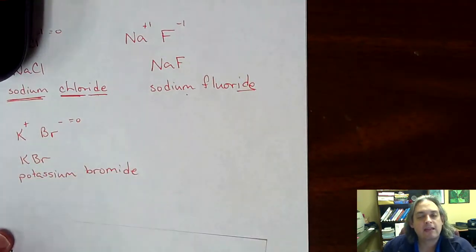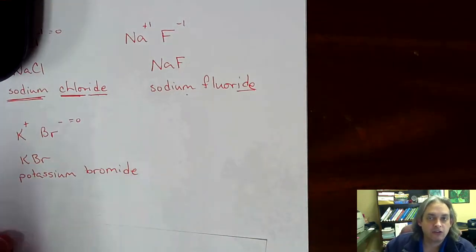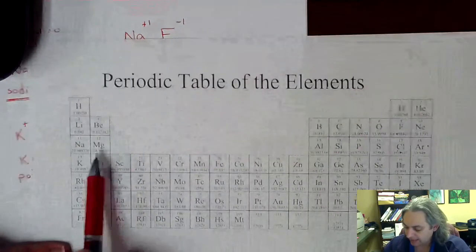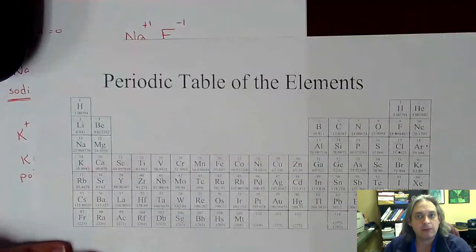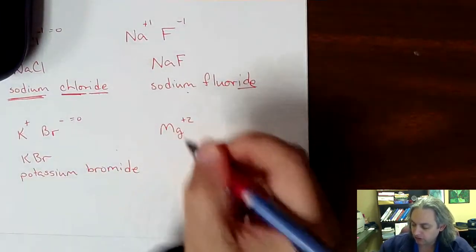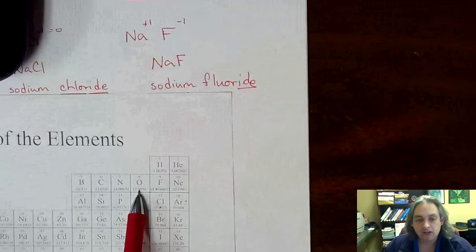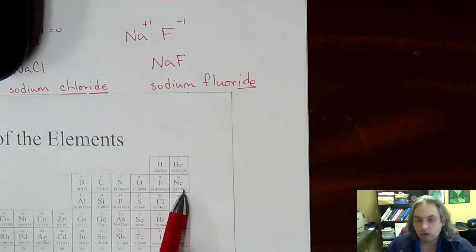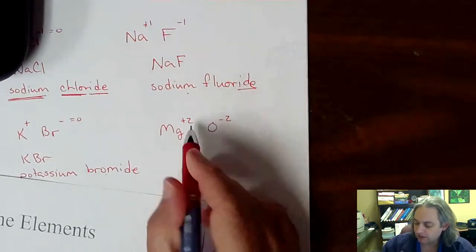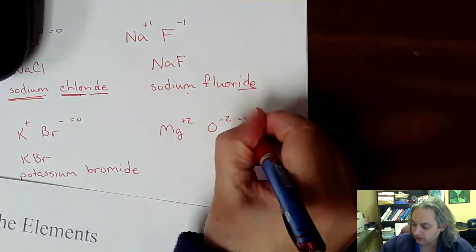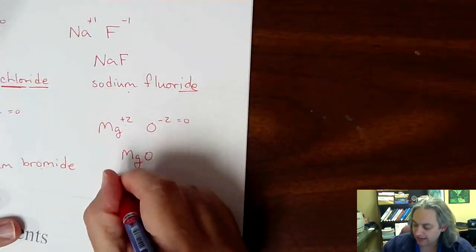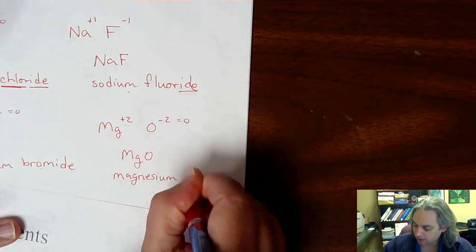Now what about a combination of elements that are not in the first column or is not a halogen? So let's look at magnesium. Magnesium is in the second column, so that would be a +2 ion. So magnesium forms a +2. And then let's look at oxygen. Oxygen is 2 away from the noble gases, so oxygen will form a -2. And so +2 - 2 gives us 0. And so the formula is going to be MgO, and the name is going to be magnesium oxide.